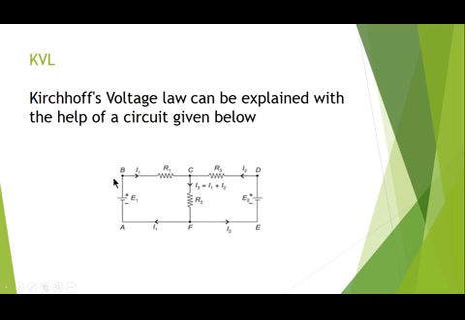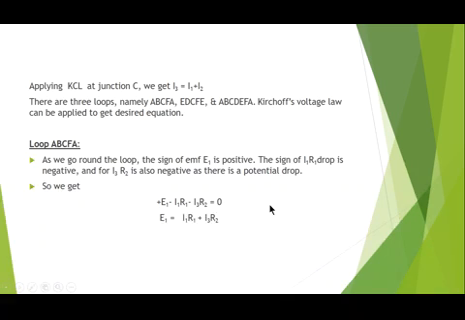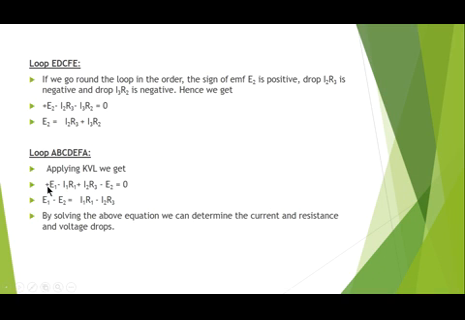when we see the loop A, B, C, D, E, F, A, we are going to see it in the clockwise direction. So this E2 is also a negative voltage drop. Hence we can write plus E1 minus I1 R1 plus I2 R3 and minus E2 is equal to 0. So we need the equation for E1 minus E2. E1 minus E2 is equal to I1 R1 minus I2 R3. So by solving the above 3 equations, we can determine the values of current, resistance and voltage drops. This is the application of KVL.